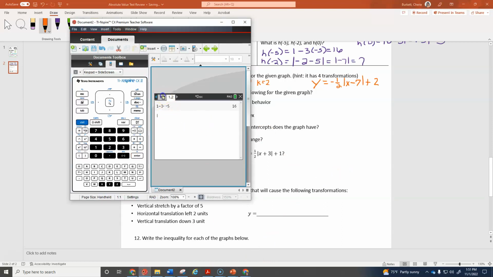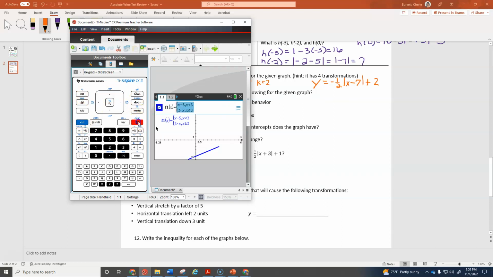And of course you could go and check your answer on the calculator. All you'd have to do is go over to a graphs page, do tab, let's delete that off, and then put in negative 1/2, whoops, I didn't do the divide, negative 1/2, and do the absolute value, and then do x minus 7, get outside the absolute value bars, hit it before I was ready, and then press enter.